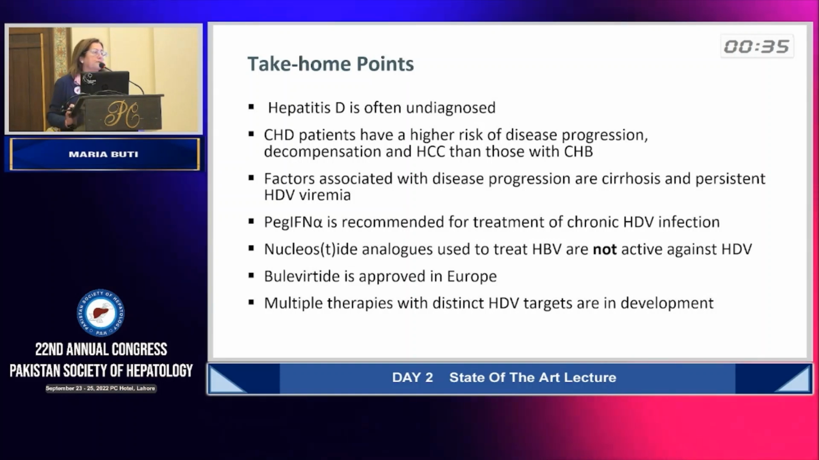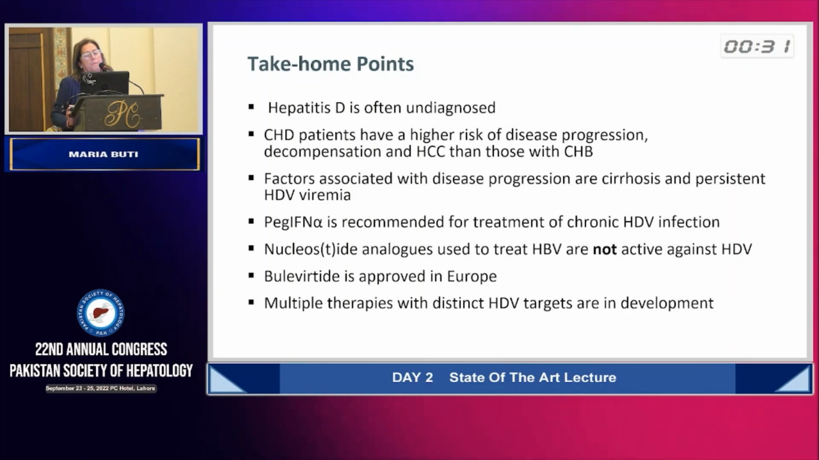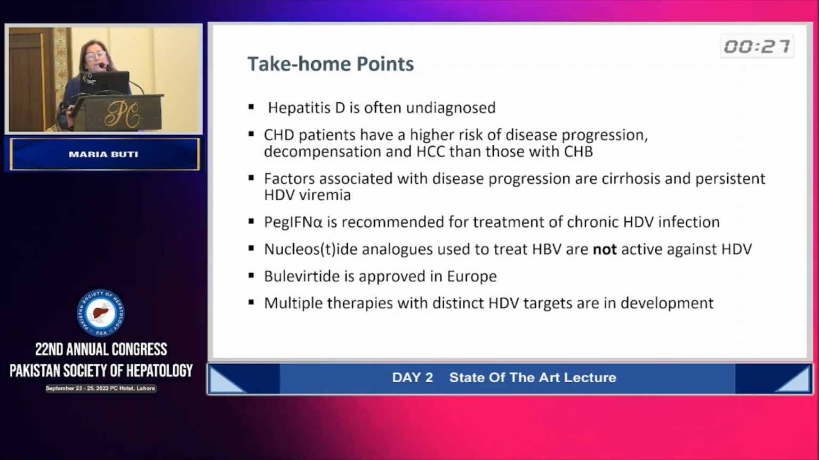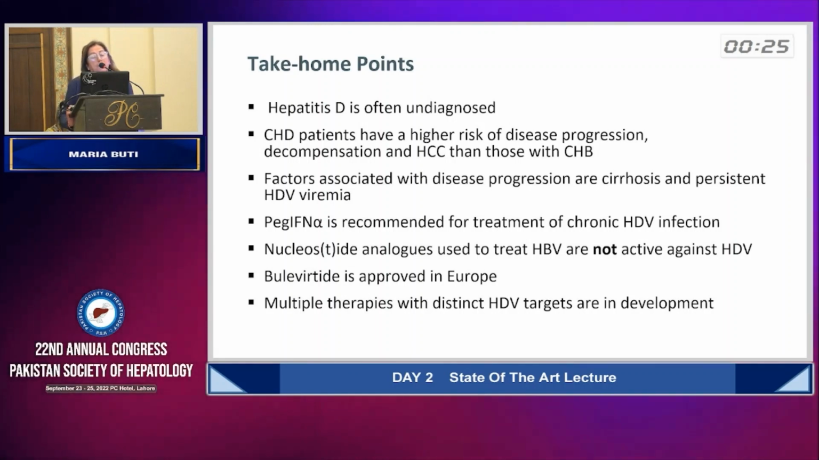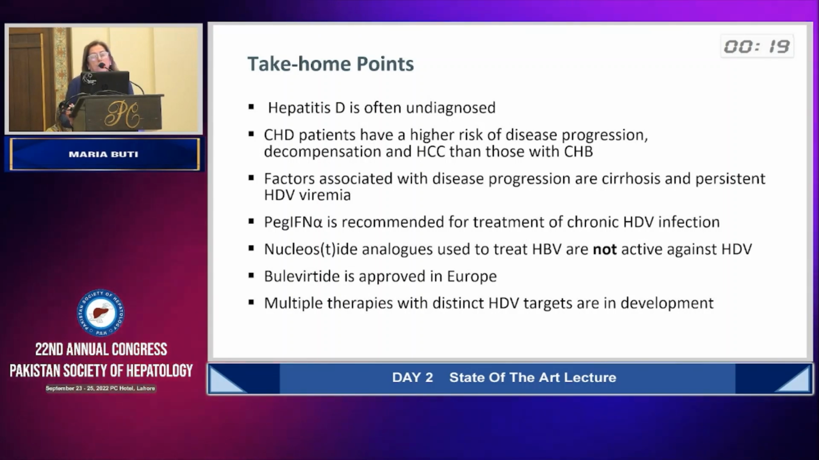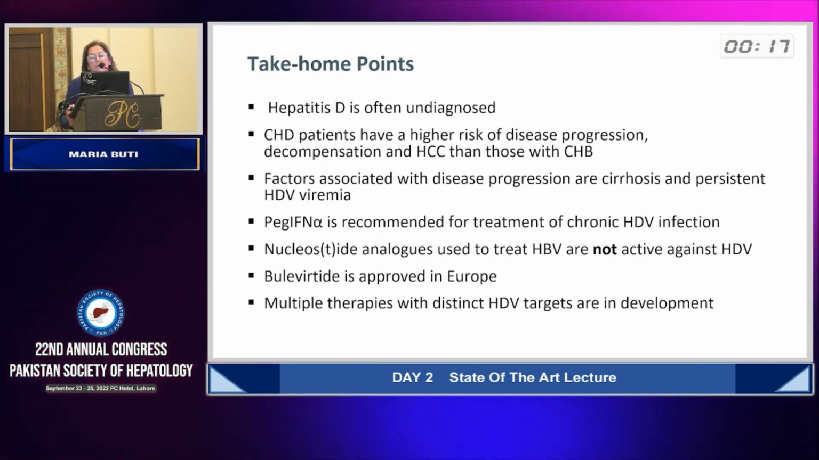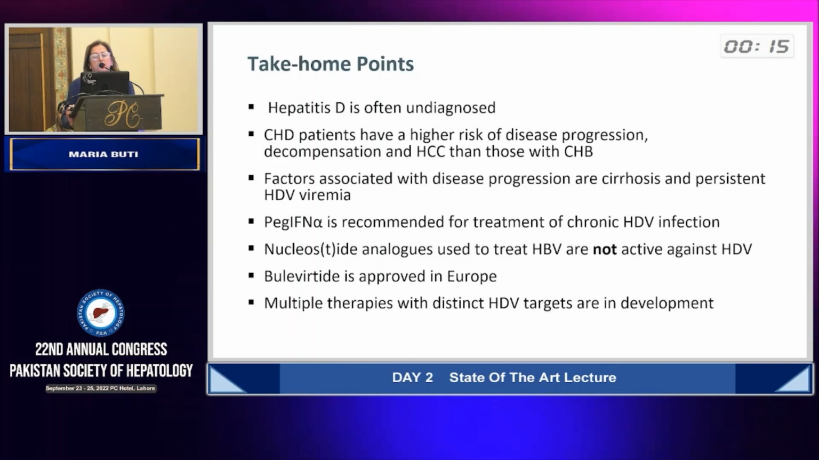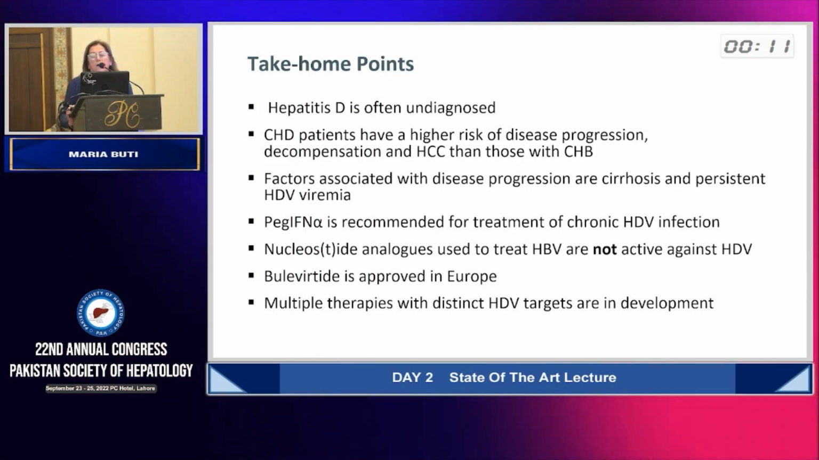There is no vaccination for hepatitis delta, and my take-home points are that hepatitis D is often undiagnosed. Chronic hepatitis delta patients have a higher risk of disease progression, decompensation, and hepatocellular carcinoma than those with chronic hepatitis B. Factors associated with disease progression are cirrhosis and persistent delta viremia.